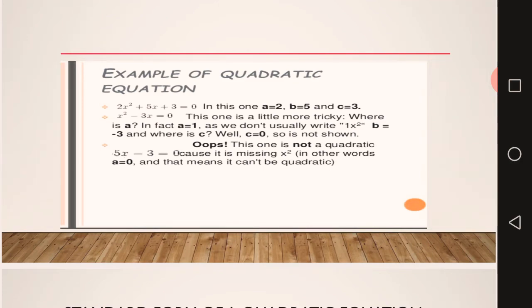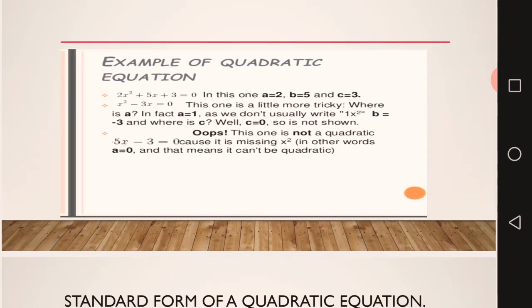This one is not a quadratic equation. Look, 5x minus 3 is equal to 0. Why is this not a quadratic equation? Because here x square is not present at all. So this is a linear equation instead of a quadratic equation.